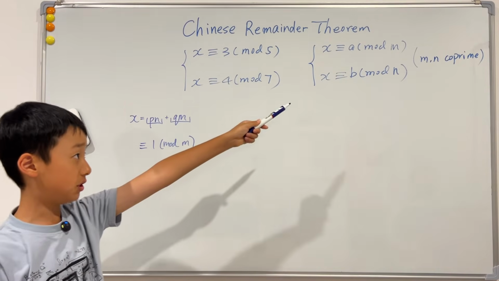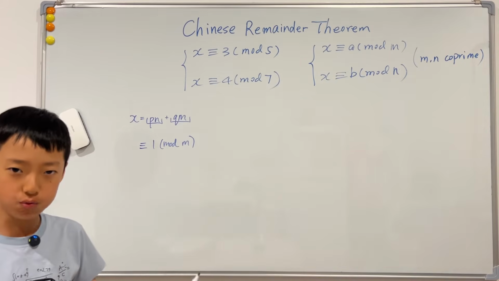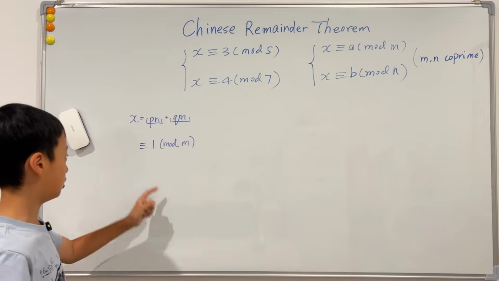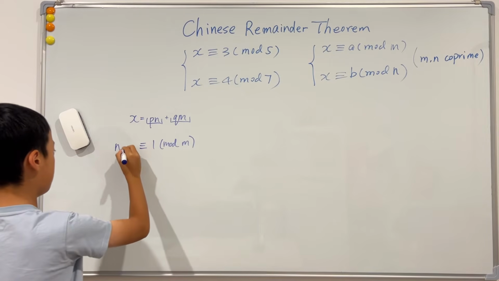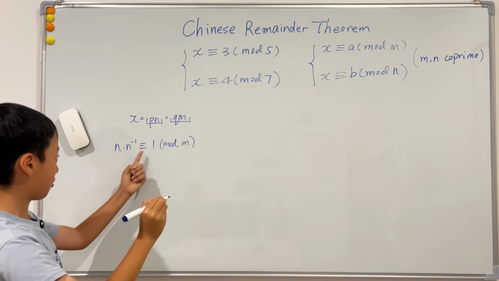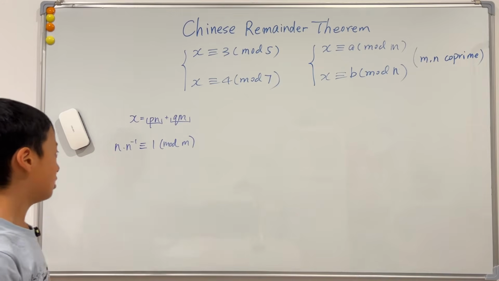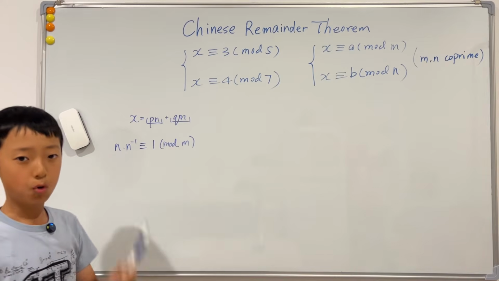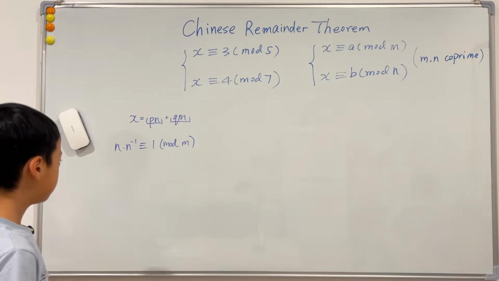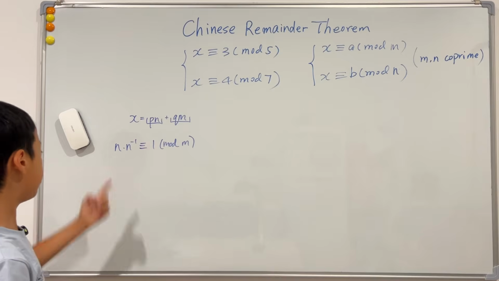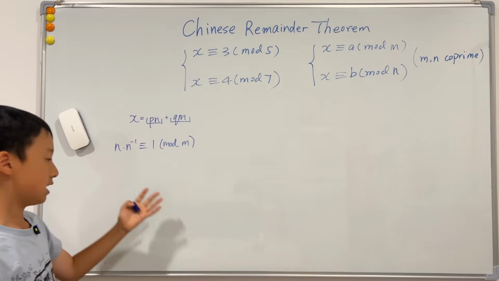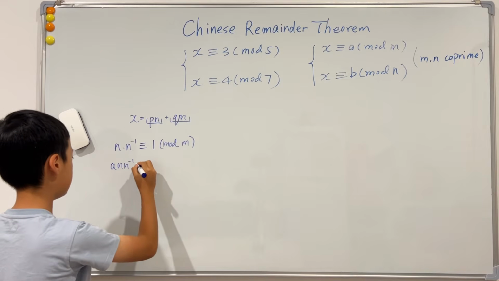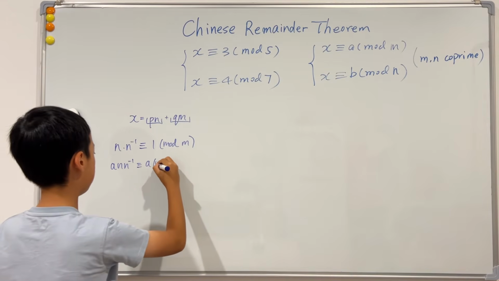Well, since over there it says that m and n are coprime, then we know that n multiplied by its inverse is congruent to 1. So it's n multiplied by its inverse, and this is congruent to 1. Now, this inverse is not those inverses you would find in calculus. It is actually just modular inverses. Okay, so now with this, if we just multiply both sides by a, then we see that a times n times its inverse is congruent to a mod m.